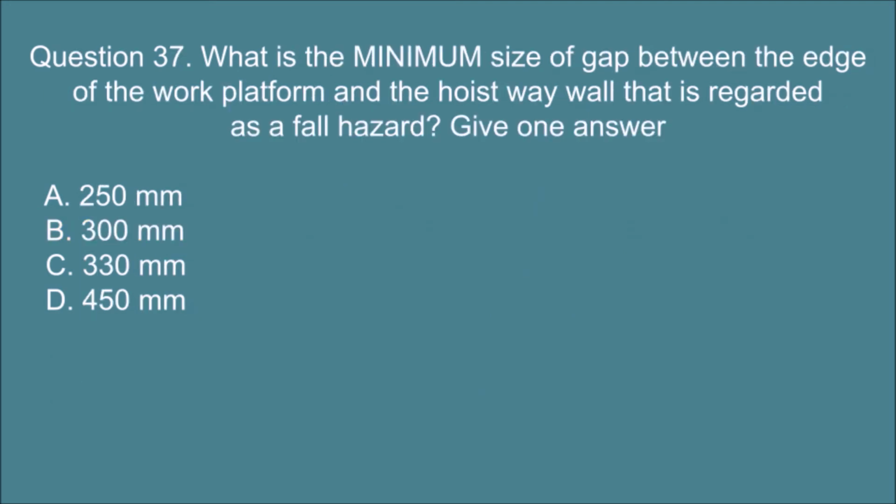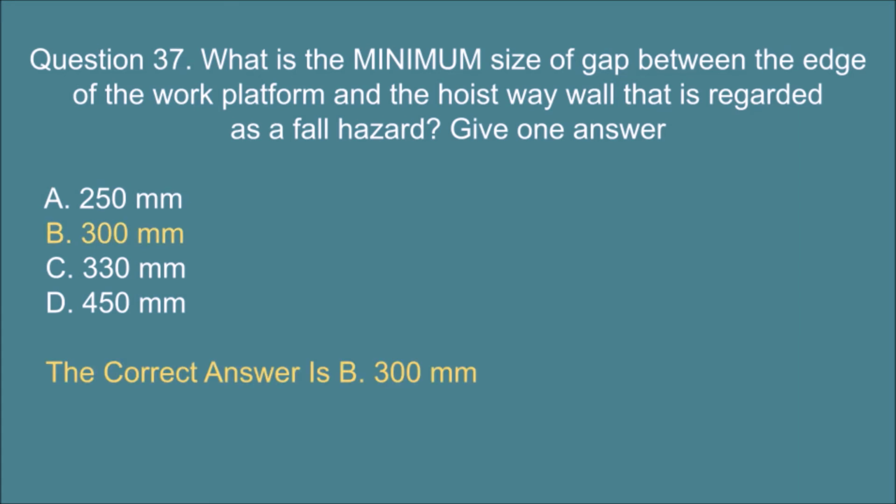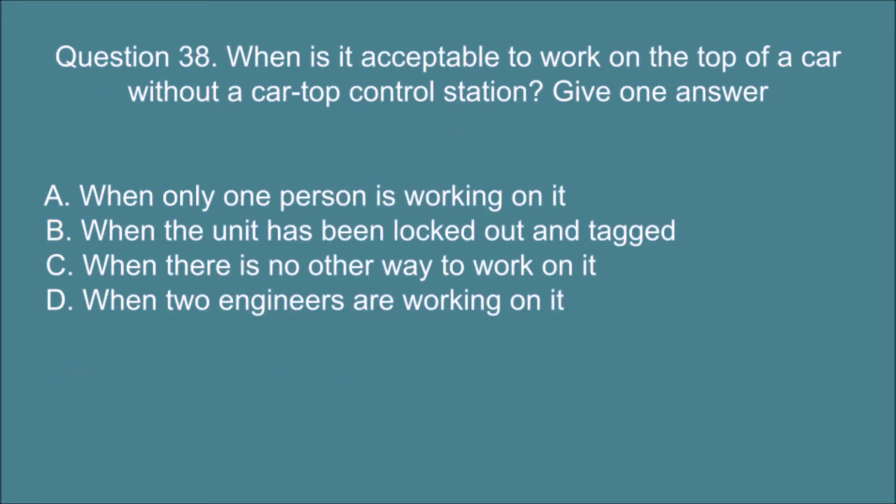Question 37. What is the minimum size of gap between the edge of the work platform and the hoistway wall that is regarded as a fall hazard? Give one answer. A. 250 millimeters. B. 300 millimeters. C. 330 millimeters. D. 450 millimeters. The correct answer is B. 300 millimeters.